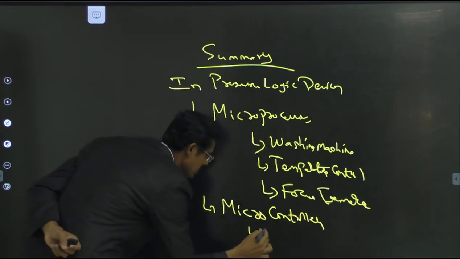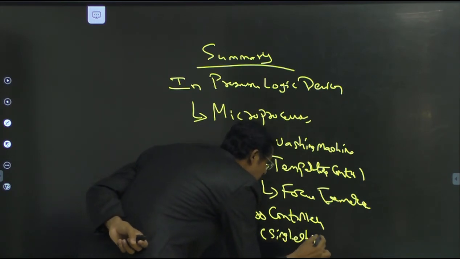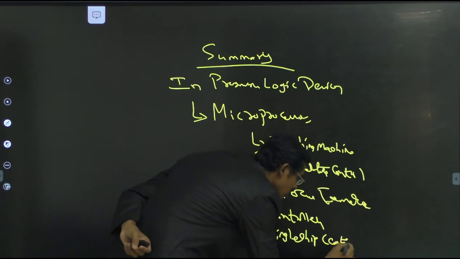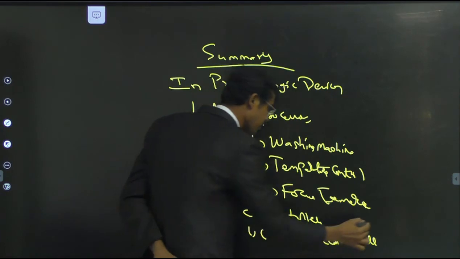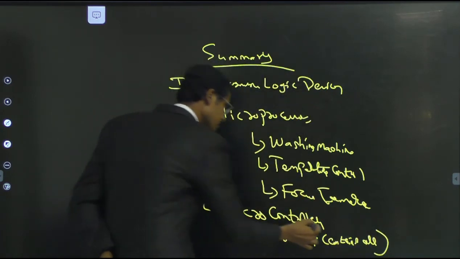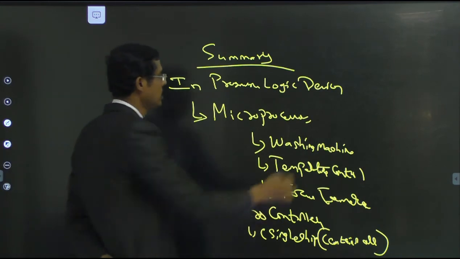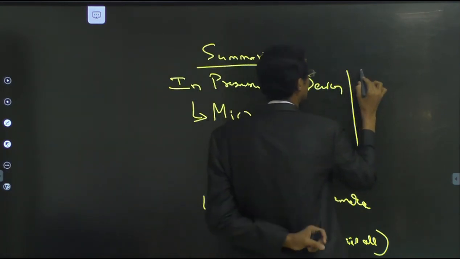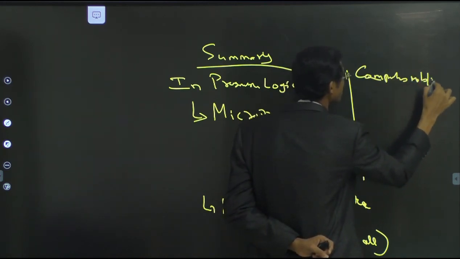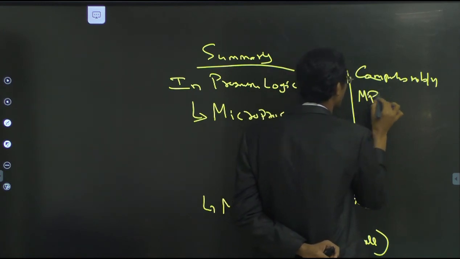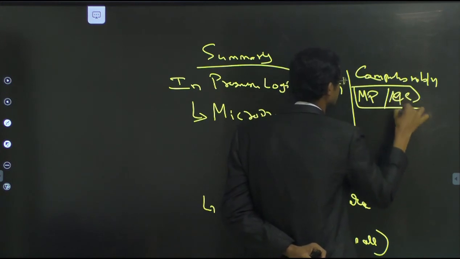This I have defined as a single chip. Just remember it as a single chip that contains everything together. That is how we have defined the microprocessor and microcontroller. Then we have seen the comparison between microprocessor and microcontroller.